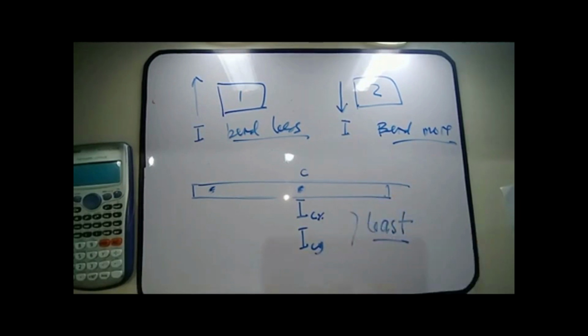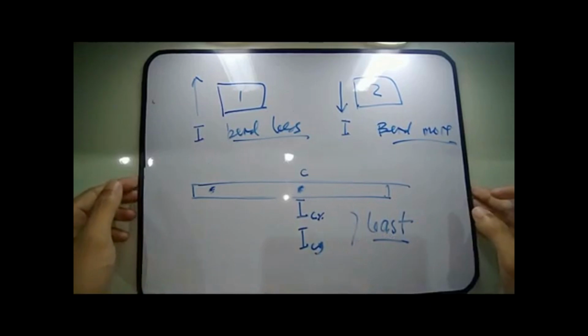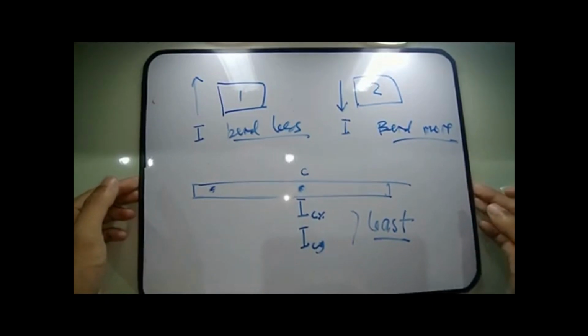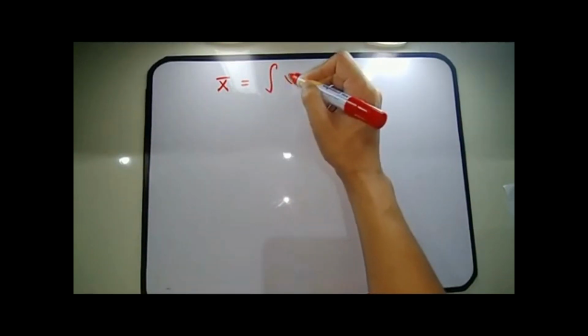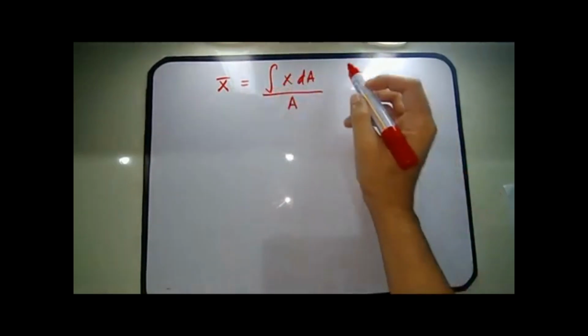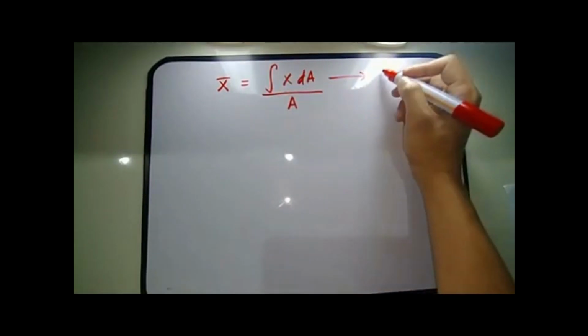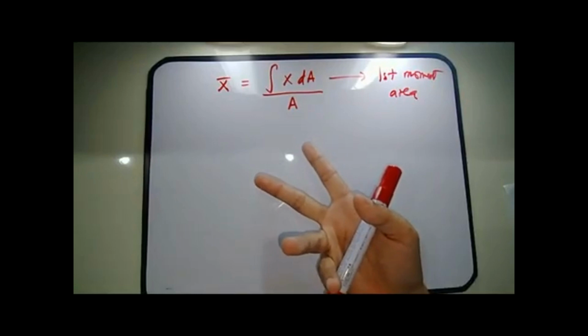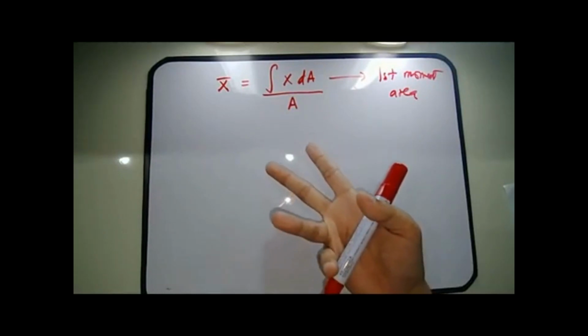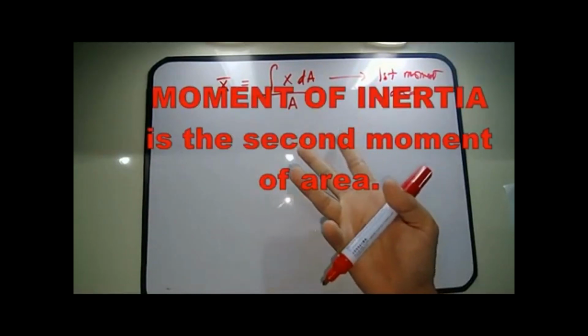So, let's go, guys, to the computational method. The moment of inertia has a similarity to the centroid. For the centroid, guys, X bar is equal to the integral of X dA all over A. This expression is what you call the first moment of area. Now, when you're dealing with moment of inertia, it is called the second moment of area.